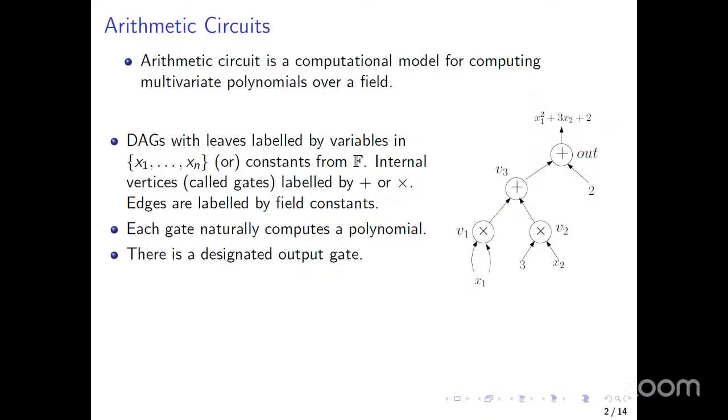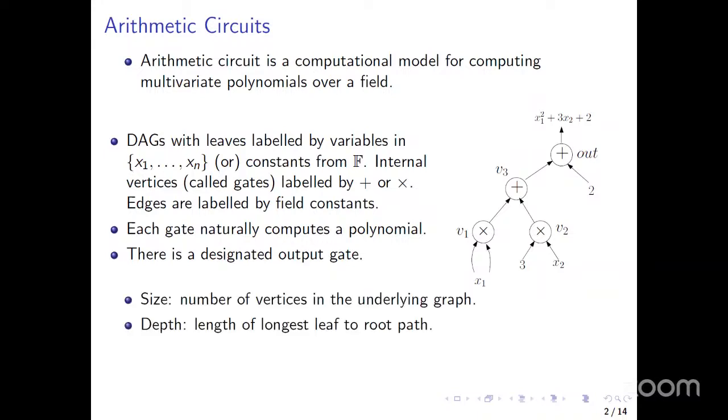If it's labeled by an addition, it computes the sum of its children. If it's labeled by multiplication, it computes the product of its children. So bottom up, you can compute a polynomial. One of these gates in the circuit is usually called the output gate, and the polynomial computed by this circuit is the polynomial computed at the output gate. For example, this circuit computes a bivariate polynomial, x1 squared plus 3x2 plus 2. So this is the model we are going to talk about.